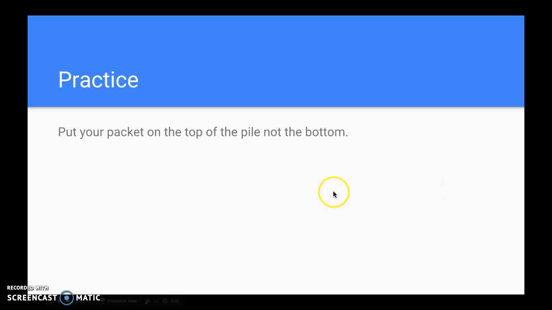Take a look at the sentence, find the word not, and make sure it is essentially surrounded by two contrasting ideas. And we do have two contrasting ideas, the top of the pile and the bottom of the pile. So we would read this as, put your packet on the top of the pile, comma, not the bottom. That comma allows us to separate those two ideas.